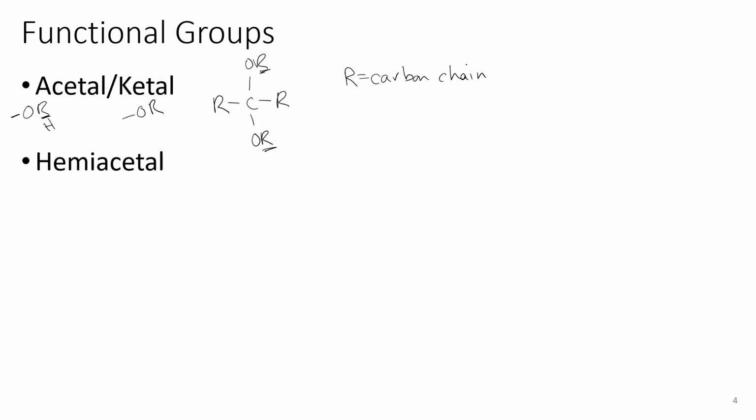We can also have a hemiacetal or a hemiketal. Our unit here, we're still going to have our carbon in between 2 oxygens and 2 other carbon atoms, but one of those oxygens is going to be defined as an H. One of them is going to be defined as an R unit. So these are hemiacetals that we're going to be looking at. A carbon in between an OH and an OR unit.